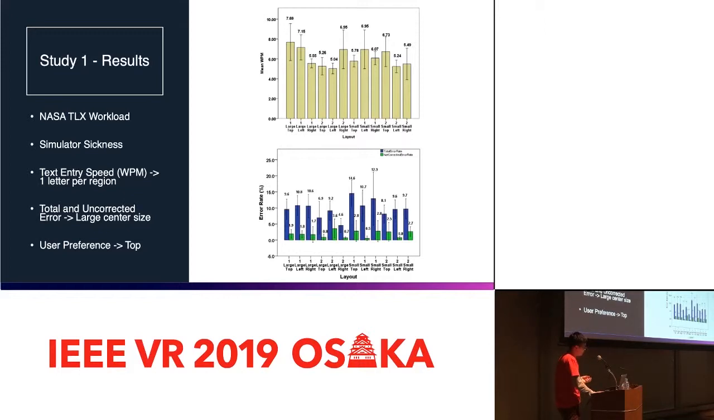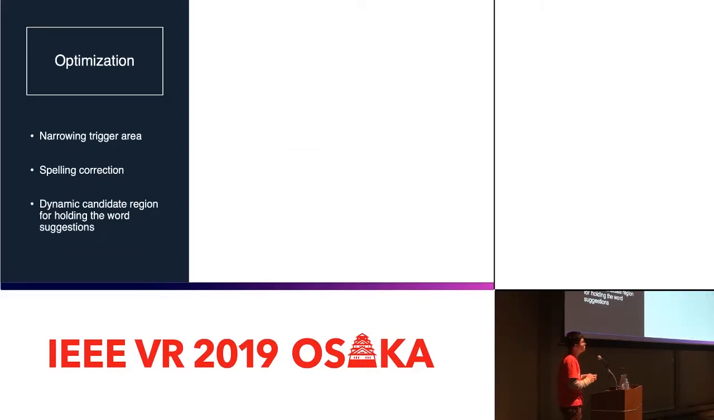We found there is a close to significant effect of center size on the total error rate. For user preferences, we found that users preferred the alphabet starting position at the top. So all in all, we decided to use one letter per region, a large center size, and the alphabet starting position at the top for our foundation layout. But this layout faces one major issue, that is a very high total error rate.